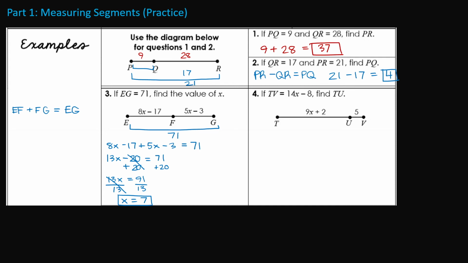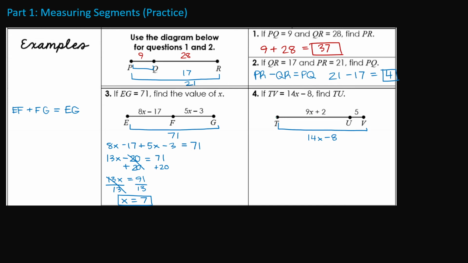So it says if TV is equal to 14x minus 8, meaning the whole segment is 14x minus 8, and we know that TU is the expression 9x plus 2. UV is 5. We are asked to find TU. We need to set up an equation first to solve for x. Then when we find x, we can substitute that value to find TU.